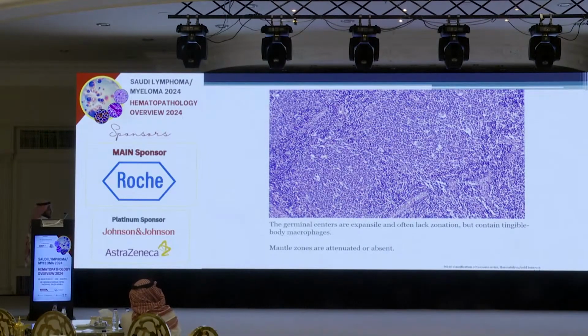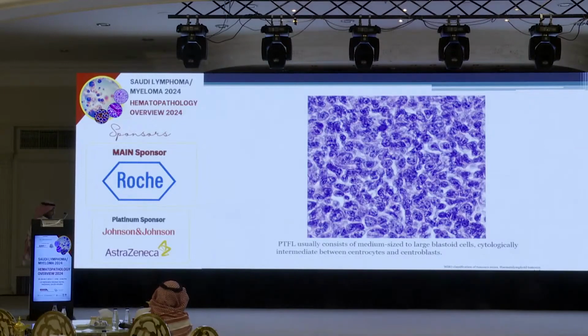When we examine these cases on higher power, we see the germinal centers lack the normal zonation. We see it in the follicular hyperplasia. Usually they have monotonous proliferation, and they usually have a lot of tingible body macrophages giving the starry sky appearance, sometimes mimicking Burkitt lymphoma, especially in trough biopsies. And the mantle zone area is usually attenuated or absent in these cases.